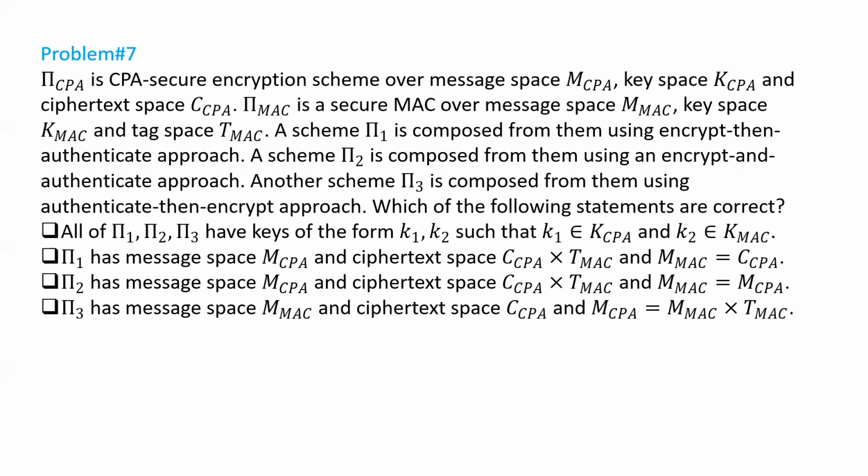First says all of Pi1, Pi2, Pi3 have keys of the form K1, K2 such that K1 belongs to KCPA and K2 belongs to KMAC. Pi1 has message space MCPA and ciphertext space CCPA cross TMAC, and MMAC is equal to CCPA. Pi2 has message space MCPA and ciphertext space CCPA cross TMAC, and MMAC is equal to MCPA. Pi3 has message space MMAC and ciphertext space CCPA, and MCPA is equal to MMAC cross TMAC. Anyone would like to answer?